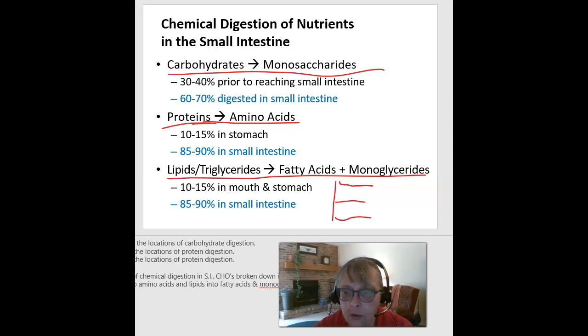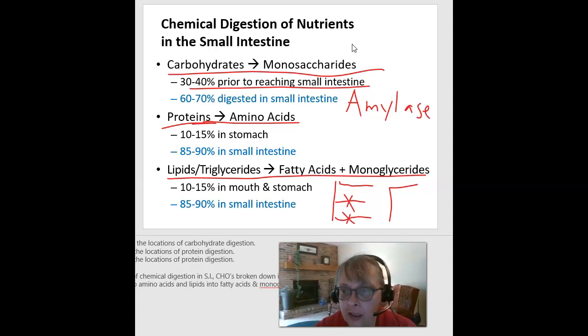So all of these carbohydrates, proteins, and lipids have already been partially digested by the time the entire quantity of them reaches the small intestine. So 30 to 40% of carbohydrates are broken down due to salivary amylase. So the food bolus continues down to the stomach. 60 to 70% of carbohydrates will be broken down in the small intestine, but a lot more protein and a lot more lipids by percentage.